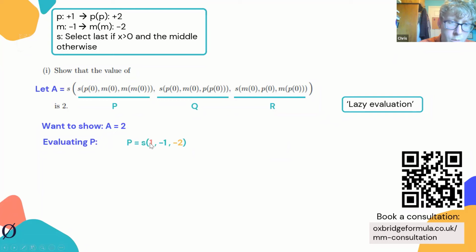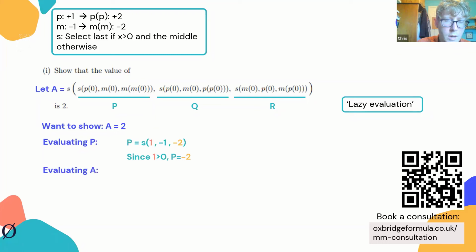So what do we do with S? We look at the first input, and if it's positive, we keep the last input. And 1 is positive. That's something we should note we're using. And so we keep -2. So P is equal to -2. So that's P. And then why did we work out P? Well, it's in order to evaluate A. So now we go about plugging this into A.